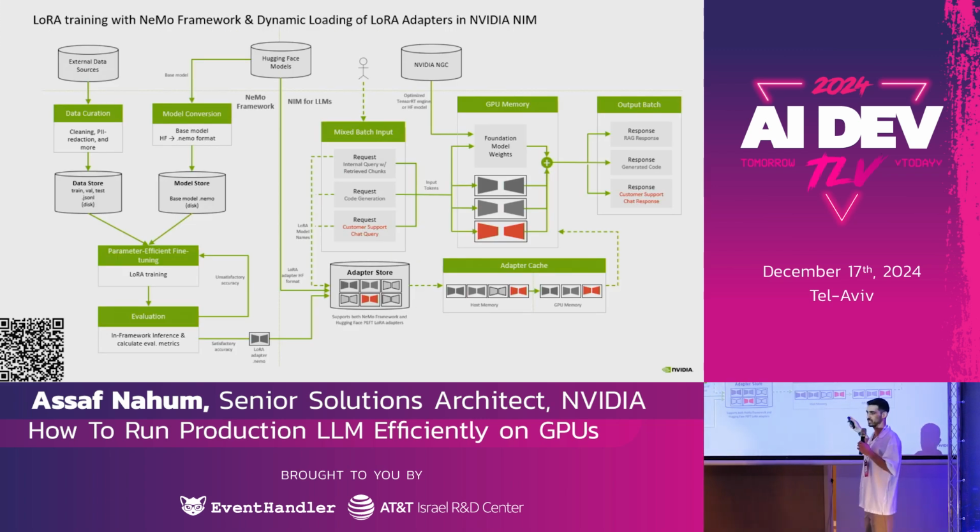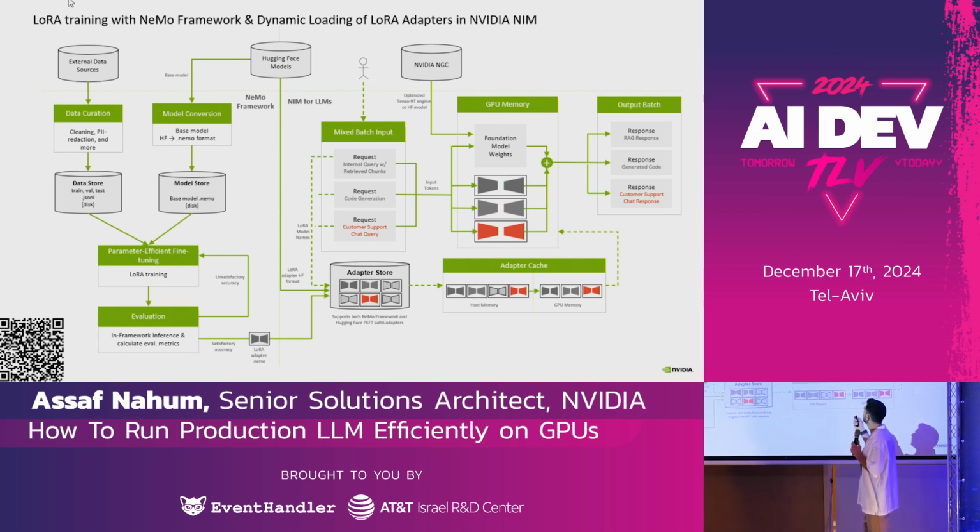NIM also supports PEFT, which is parameter-efficient fine-tuning like LoRA, low-rank adaptation. This is another solution in order to train the model without fine-tuning everything. We just train an adapter, which affects the weights of the model. And we can train it for different tasks. We can see here that there are 3 tasks: a request for internal query, for code generation, and for customer support. Each of them is different, but we still want to use one single model.